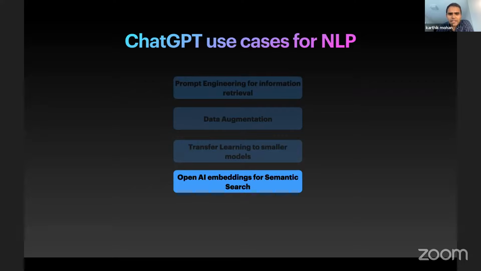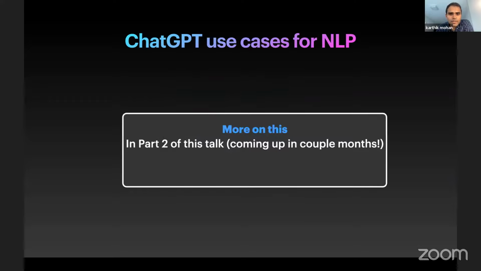There are more use cases, like you can use OpenAI embeddings for semantic search. They have really good embeddings that come out of these large language models that can be used for semantic search as well. But that's not a chat-based use case. The first 3 are based on ChatGPT. More on this will be coming up in part 2 of this talk, which will be in a couple of months. So maybe you can watch out for the next announcement for part 2 of this talk, and we'll go more into depth on that.